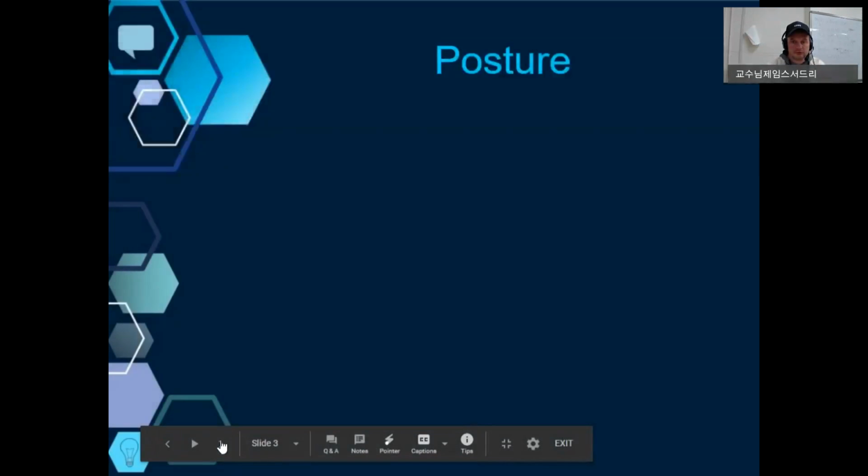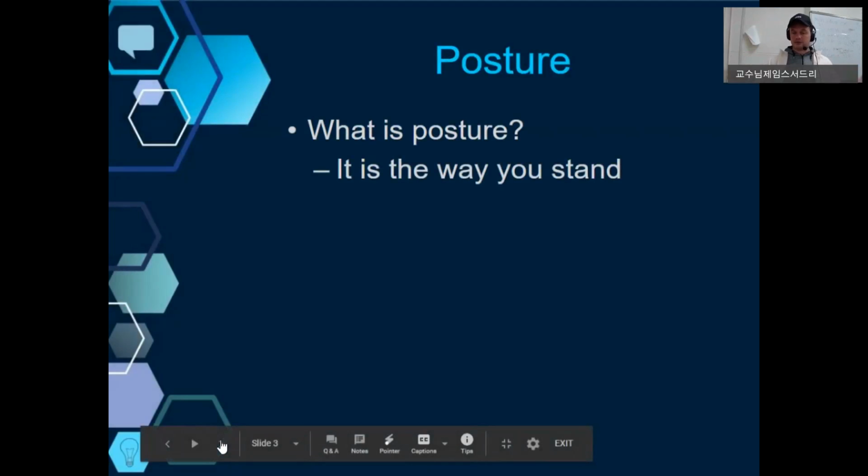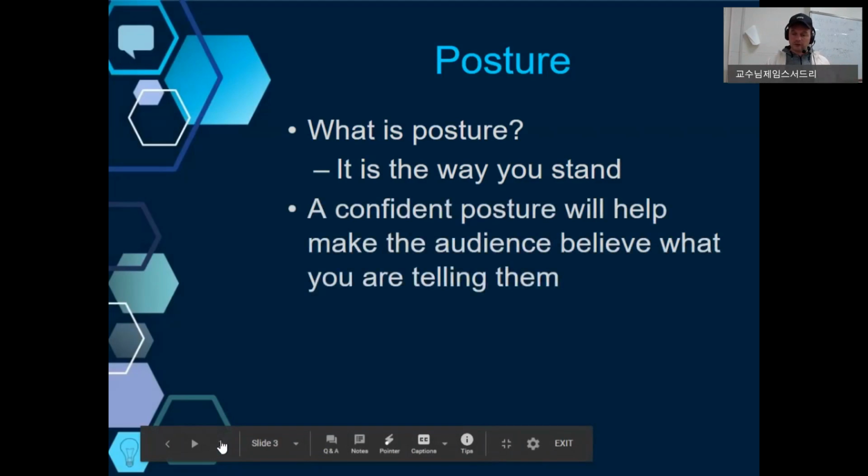Okay, let's go to the next one. Start with posture. It's body posture. What is posture? It is the way you stand. Confident posture will help make the audience believe what you are telling them. So when you watch a politician on TV, you can see them standing strong like this, because they have to portray confidence, right? They can't just be like this. I'm so scared to share and talk. Can't hide under the cap.